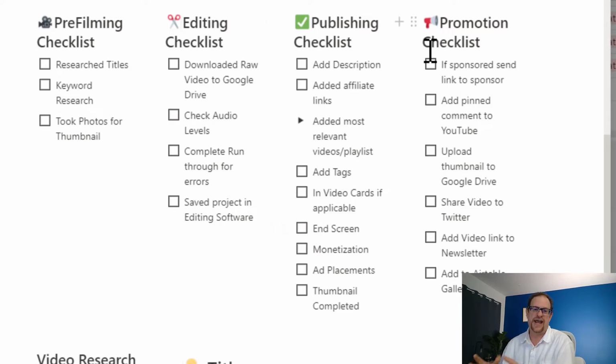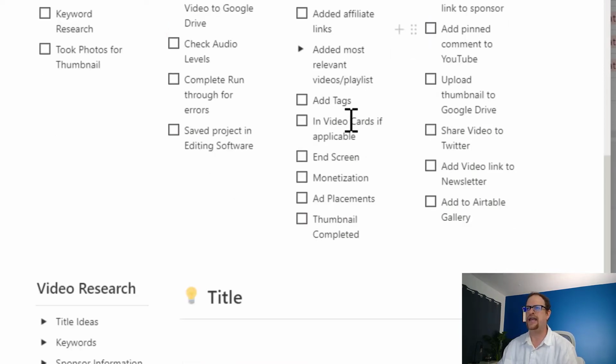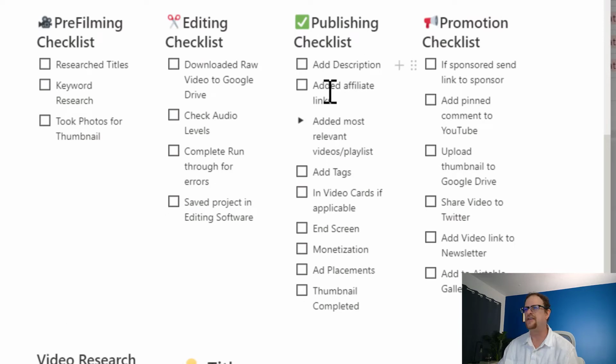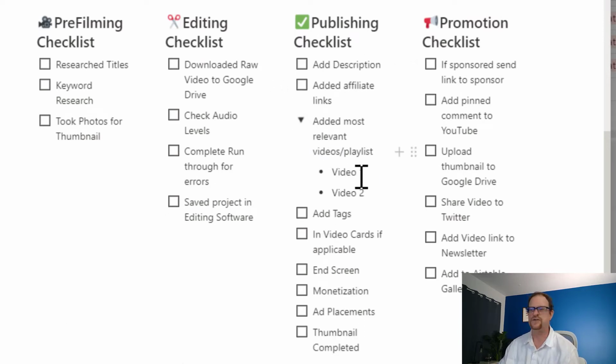And then what you'll find out is that after you edit it, you go to post it to YouTube, there's going to be a whole list of things that you need to do to this video before you publish it. So that's where the publishing checklist comes in. You want to add your description. You want to add any affiliate links if there are any. I have this toggle switch here for most relevant videos. So this will tell me which videos I want to link to this, to give the viewer some similar ideas on other videos that they could watch.